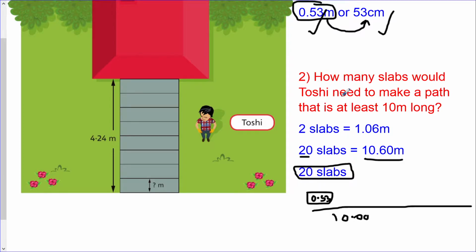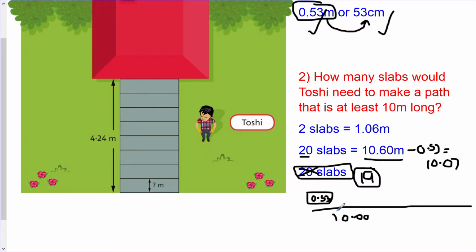Can anyone spot a mistake that I've made here? Should my answer be 20 slabs? Have a think. And if you look carefully, I can see that one slab is 0.53 meters. So I could actually take off a slab here, take off a 0.53, and my answer would still be above the 10 meters. And therefore my answer should not be 20 slabs. And this is a really easy mistake to make, but my answer should not be 20 slabs. My answer should be 19 slabs.